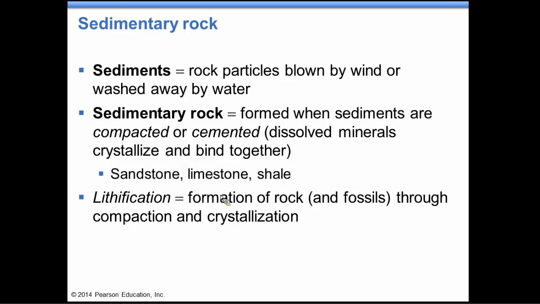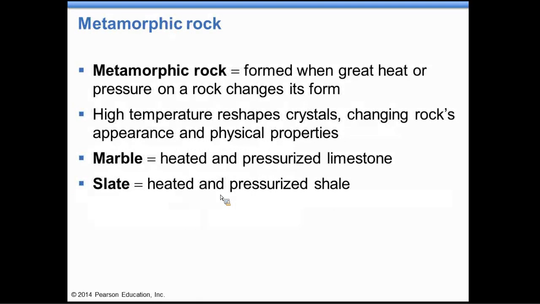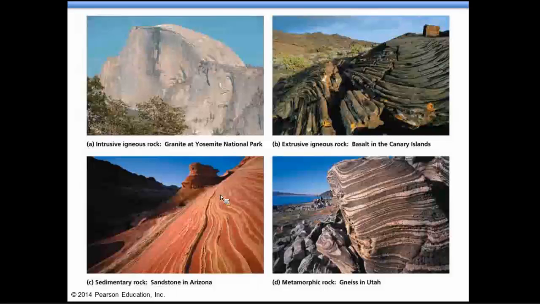These processes also create the fossils of organisms and the fossil fuels we use as energy. The last type of rock we'll talk about is metamorphic rock. When any type of rock is subjected to great heat and pressure, it may alter its form, becoming metamorphic rock. And here are examples of all types, from intrusive and extrusive igneous rock to sedimentary rock and metamorphic rock.